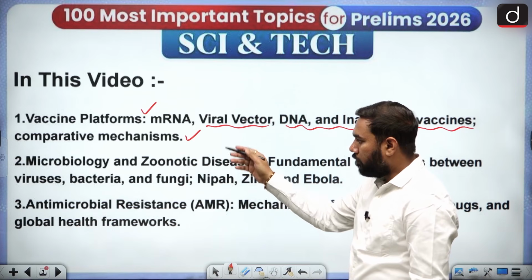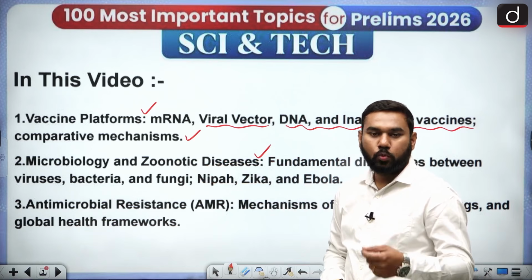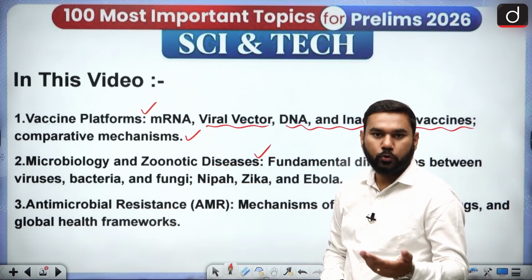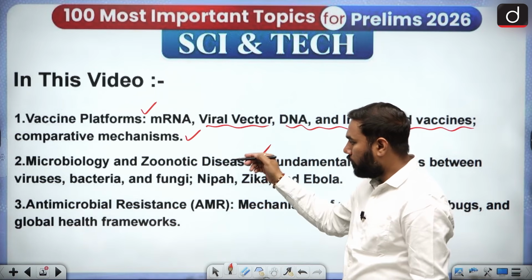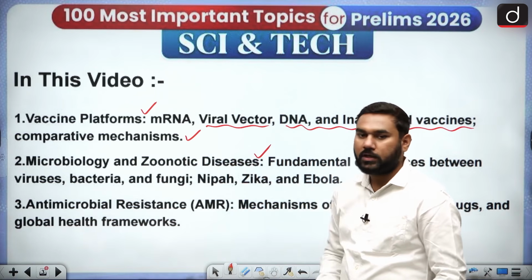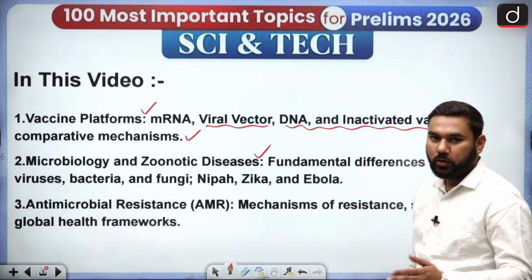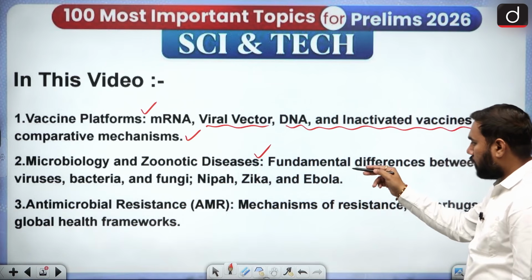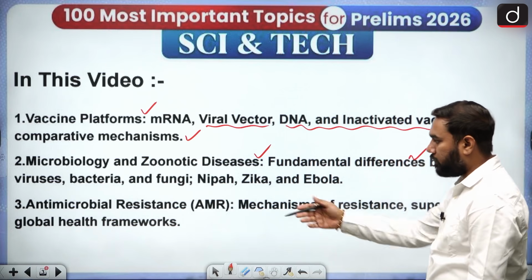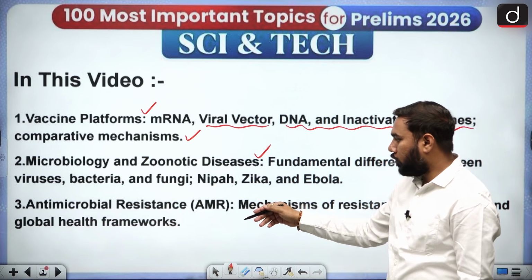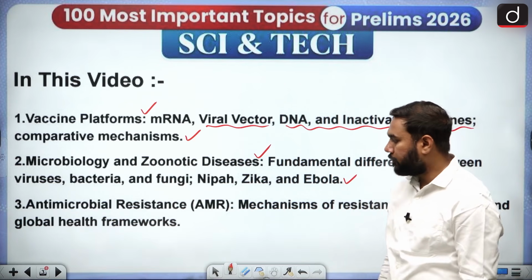After that, there is the microbiology of zoonotic disease. So microbiology means your virus, bacteria, fungus, protozoa, which will be the causative agent of any disease. And also we want to know about this word which came in front of us after corona. This is your zoonotic disease, a very talked-about topic. And inside of it, we want to know about the fundamental differences between virus, bacteria and fungi. And we also want to know about Nipah, Zika and Ebola, which are very talked-about topics.